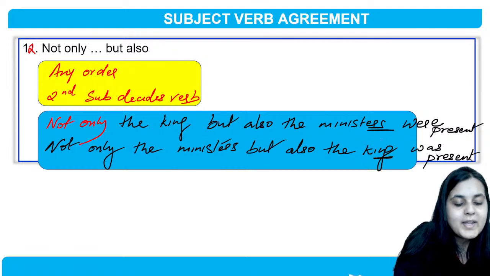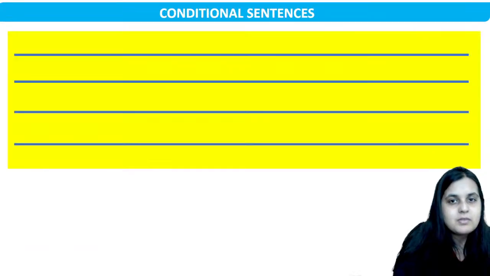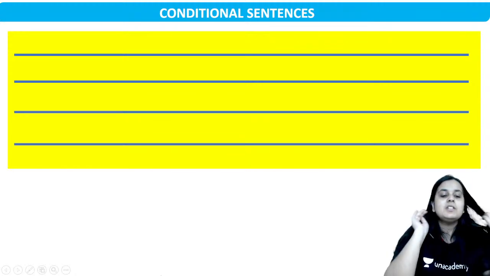Take 12. 12 rules of subject verb agreement. Got it? Okay, very good. Now let's go to conditional sentences.